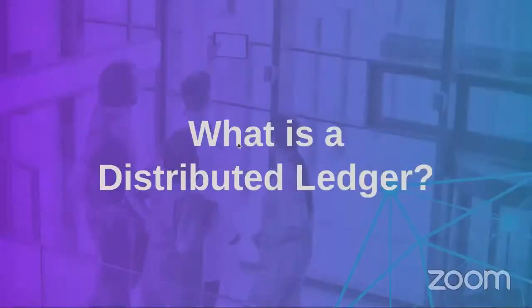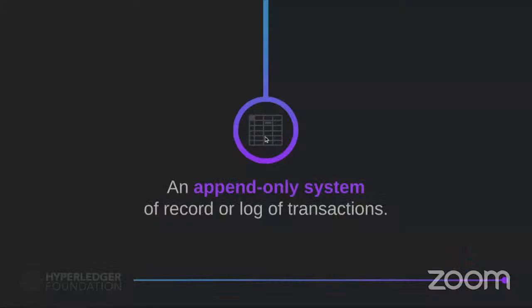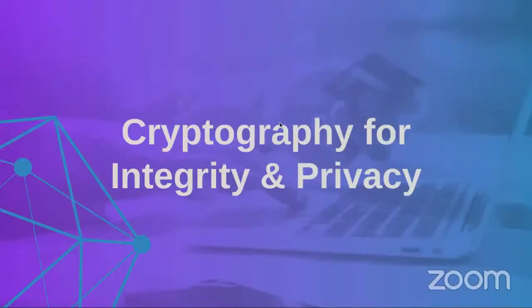Some of you might ask, what's a distributed ledger? A distributed ledger is a shared document within the network that each and every member agrees with. So basically, that's what a distributed ledger is, and it's a log of transactions in other terms. So, cryptography for integrity.